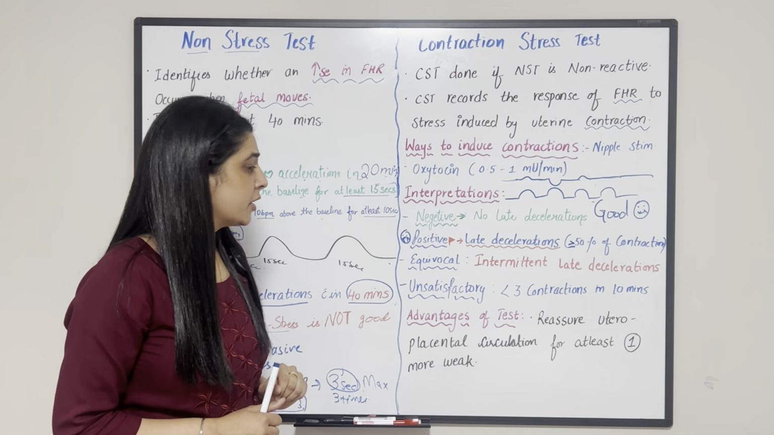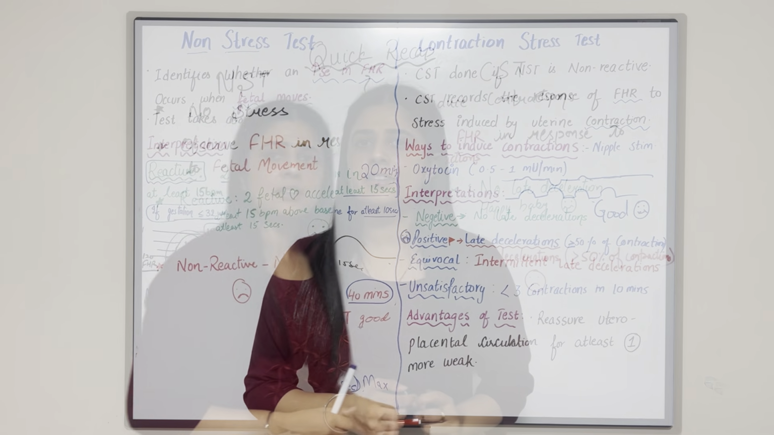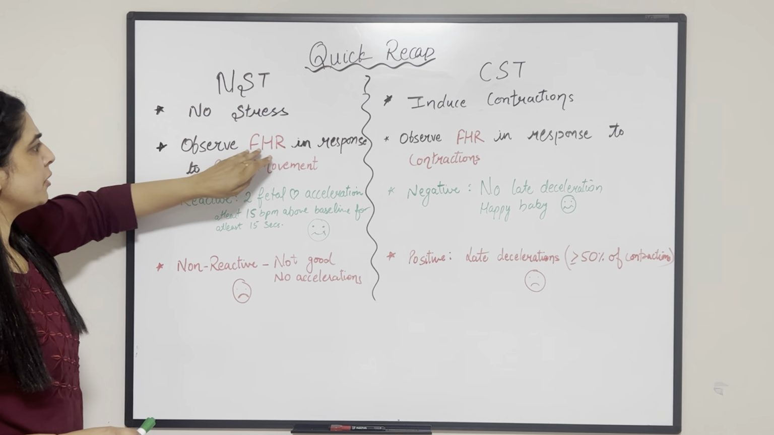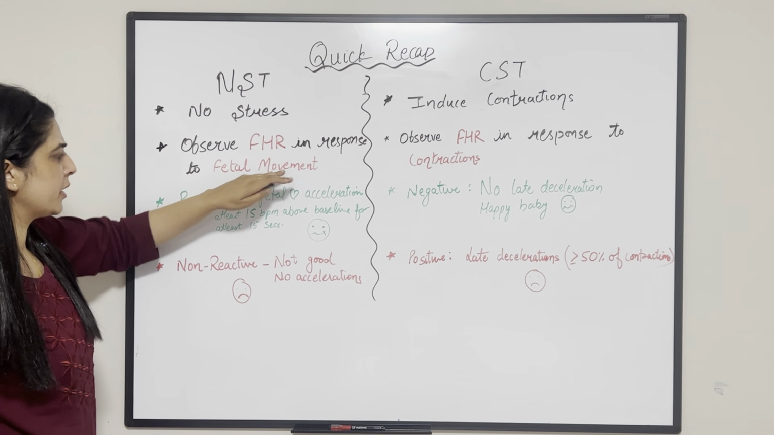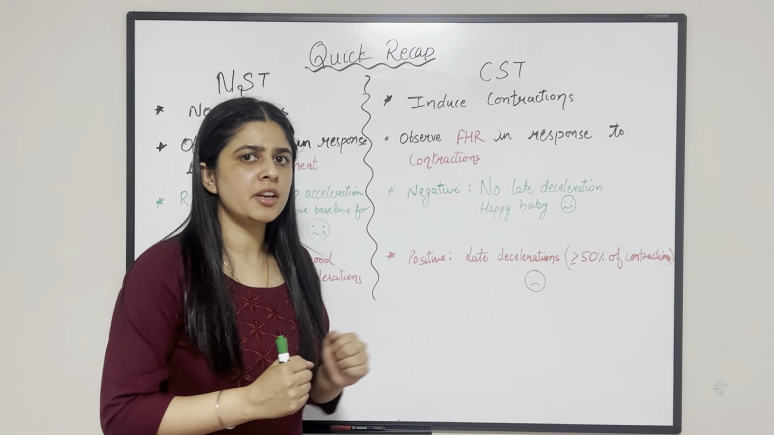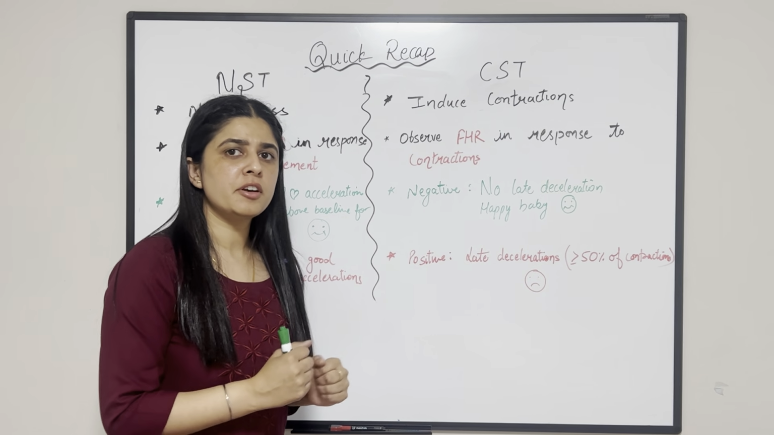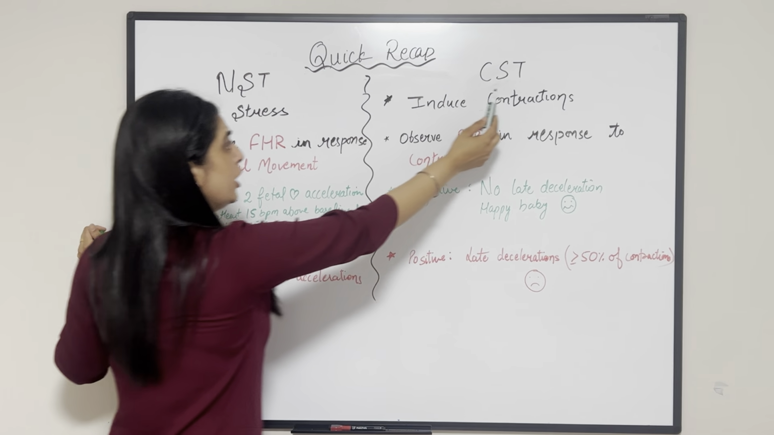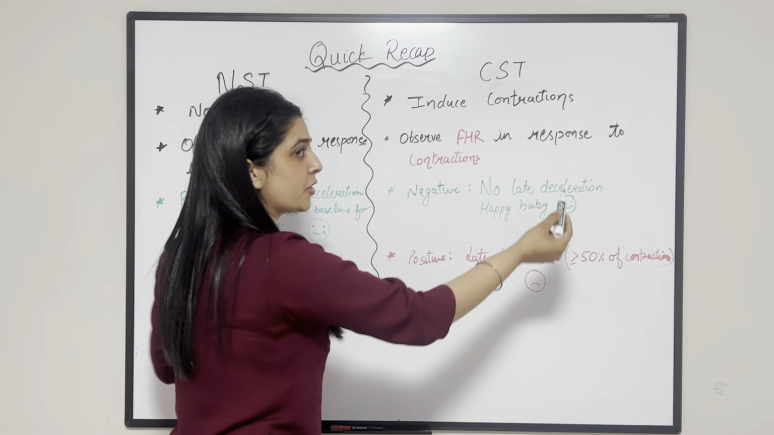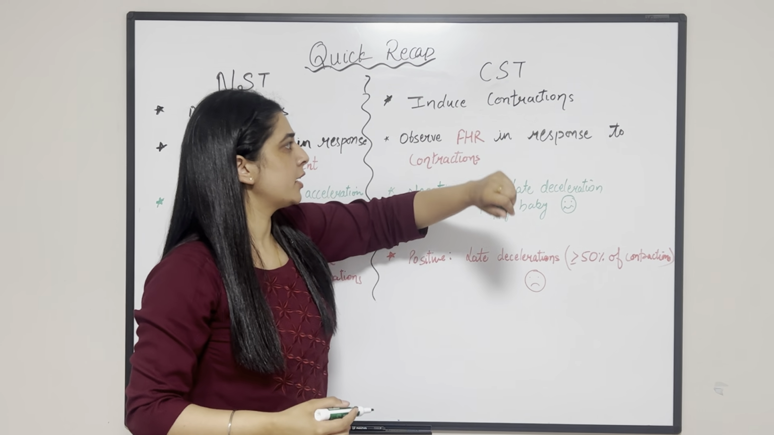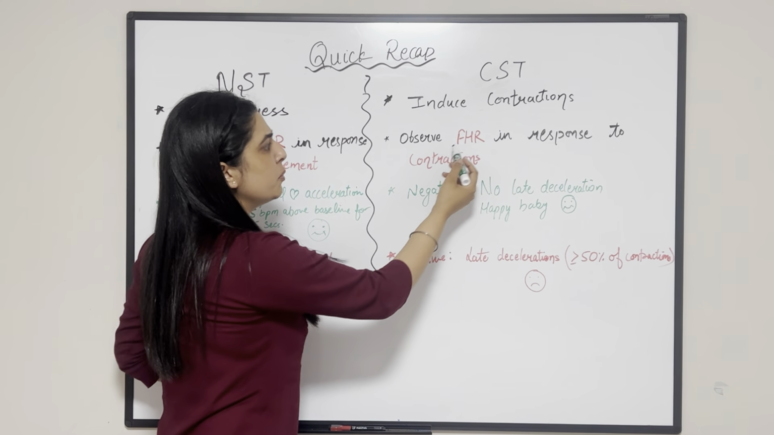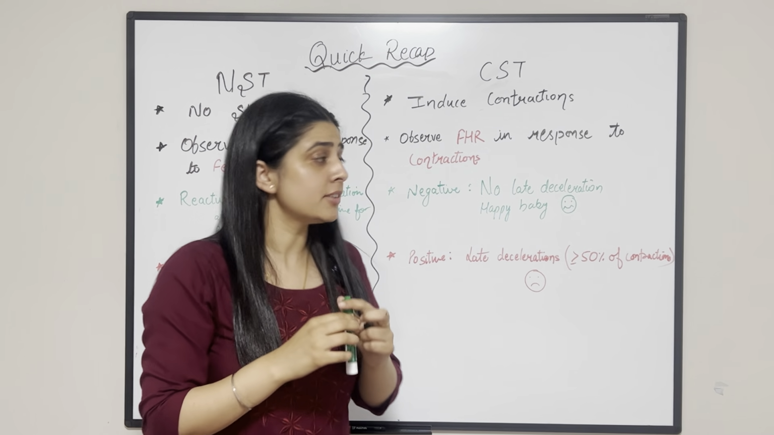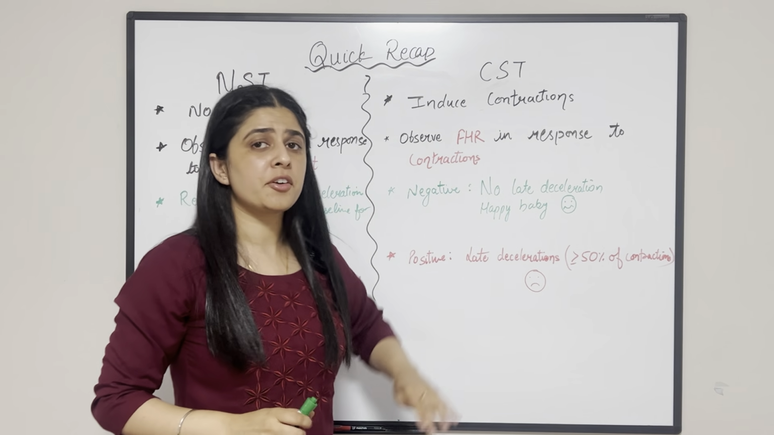So this is all about your contraction stress test. So let's recap. In the non-stress test, we are not imposing any stress and we are observing fetal heart rate in response to fetal movement. Remember, your fetus is running in the uterine cavity. When the fetus runs, the fetal heart rate should increase. In the contraction stress test, we induce contractions, so we induce some stress on the fetus, and then we observe fetal heart rate in response to contractions. Whenever your fetus is under some stress, we observe the fetal heart rate.